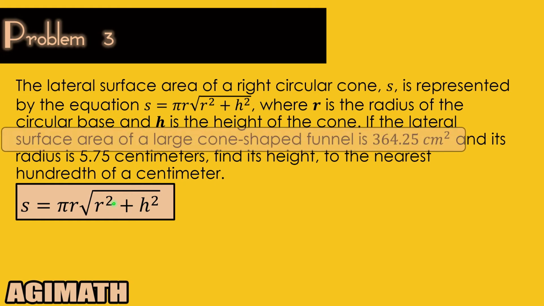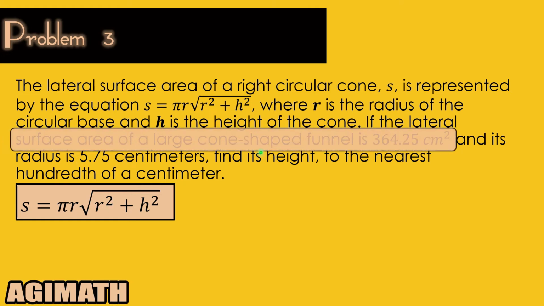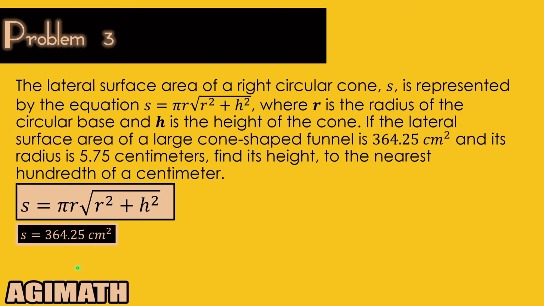Next, we have the surface area of a large cone-shaped funnel is 364. This is one of the givens. Given that the surface area is 364.25 square centimeters. Next, we have the radius to be given by 5.75 centimeters. And then what we are looking for is the height.